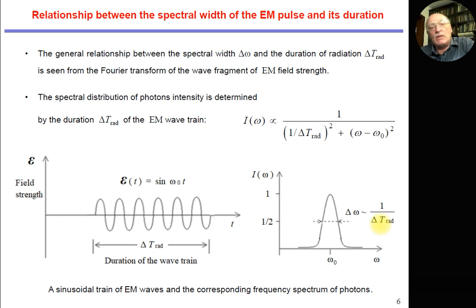The general relationship between the spectral width delta omega and the duration of radiation delta T radiation is seen from the Fourier transform of the wave fragment of electromagnetic field strength. The spectral distribution of photon intensity is determined by the duration delta T radiation of the electromagnetic wave train.